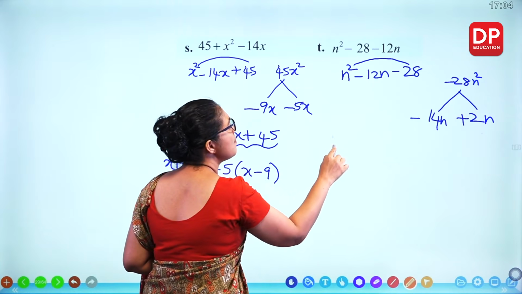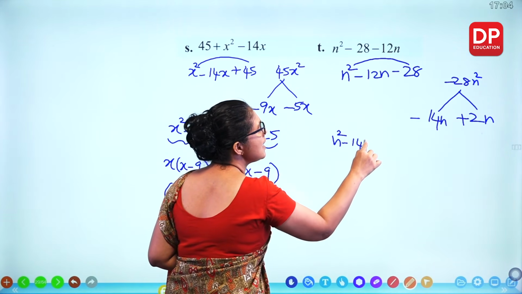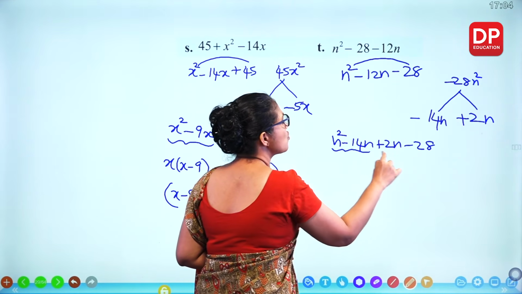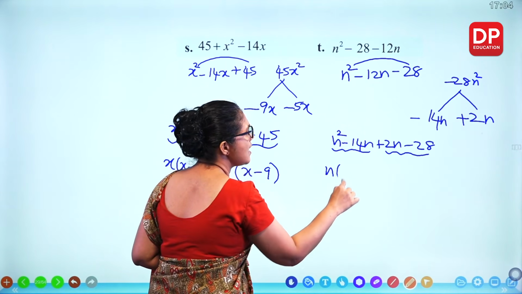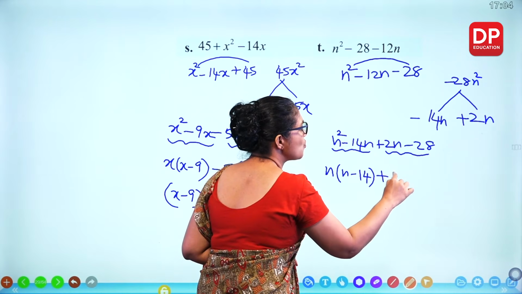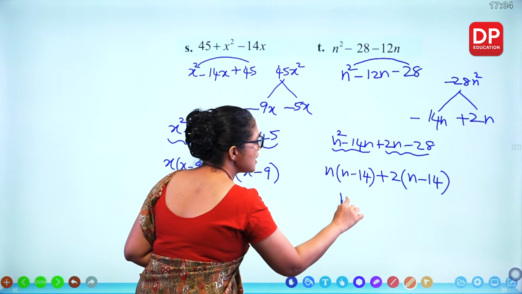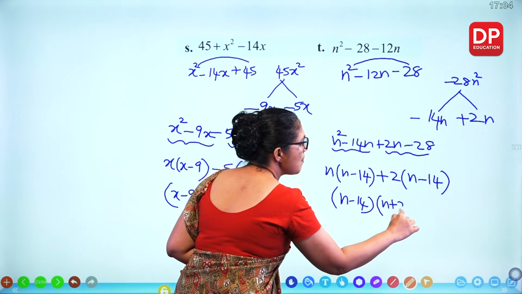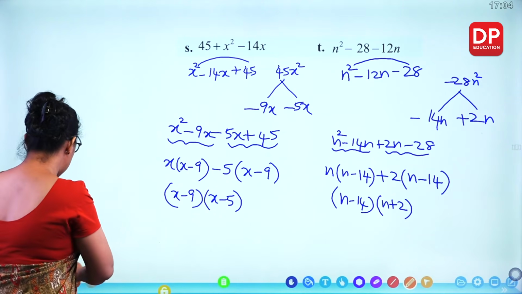So here split the middle term, minus 12n, into minus 14n and plus 2n, and then take first two and last two separately and try to factorize. When you take n out, you get n minus 14. When you take plus 2 out, you get n minus 14. So n minus 14 is common. Take it out and you get n plus 2 as the next factor.